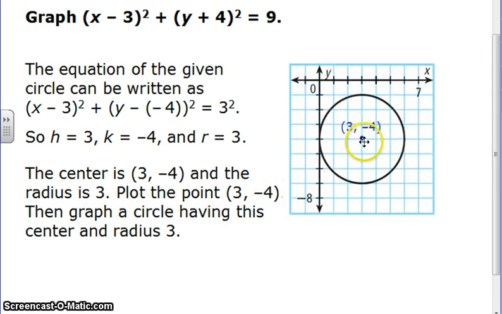Here it is, the radius of 3. Easy to find this point of 3, -1. Also, this point of -4, 0, right? Also this point out here of 6 and -4, and so on. And we connect, and we know it's supposed to look like a circle, right?